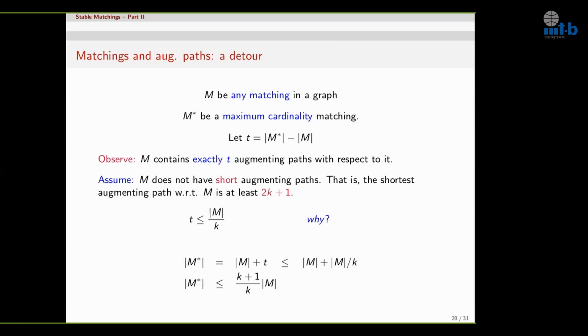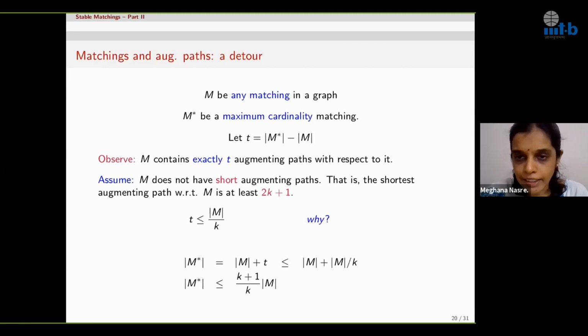As I said, this proof has nothing to do with matchings with preferences, not even with bipartite matchings. This proof holds for general graphs. If you have a matching in any graph which does not have short augmenting paths, where the shortest augmenting path is of length at least 2k plus 1, then it is a k over k plus 1 approximation to the maximum matching. This is a well-known fact, and this is what we will be using in the analysis of our algorithm.